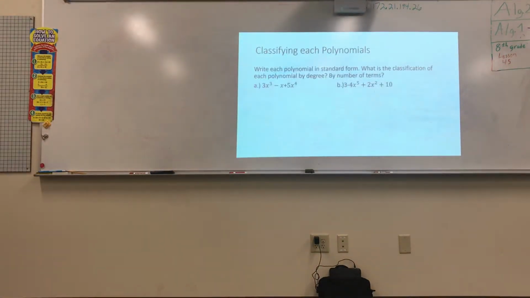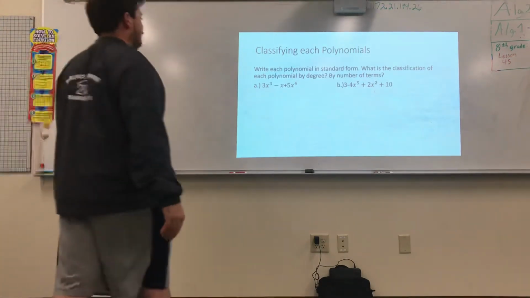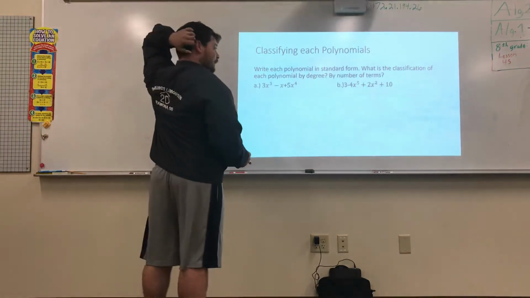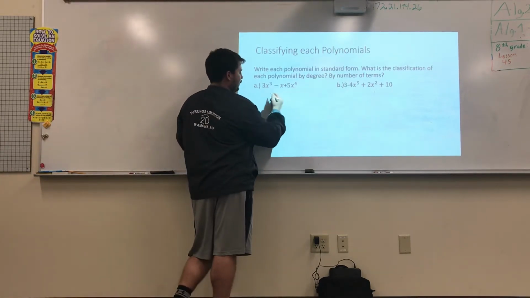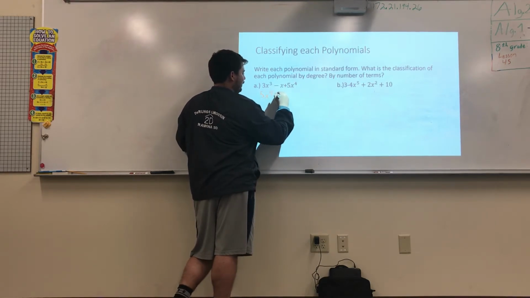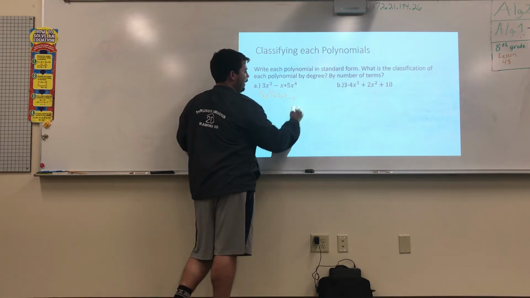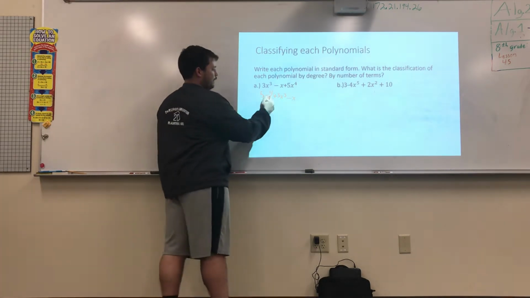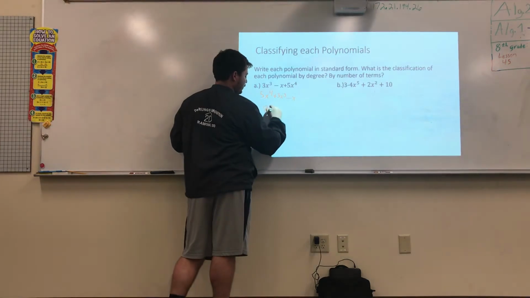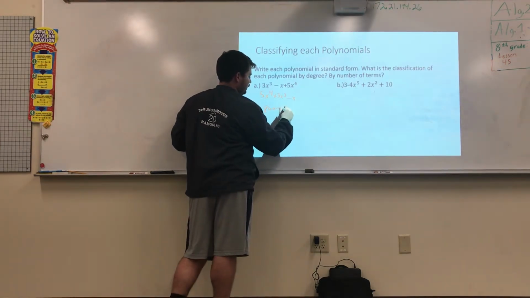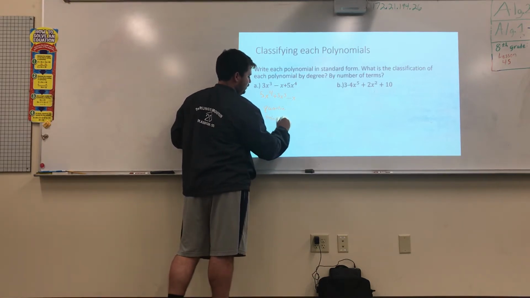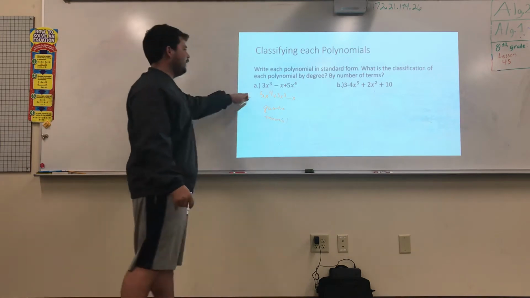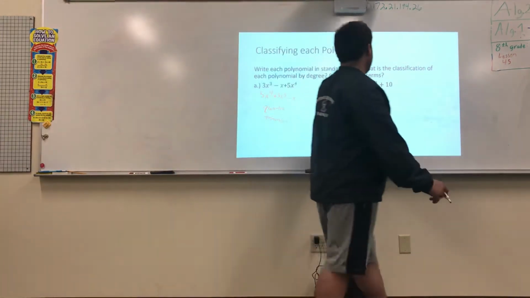We have to write each polynomial in standard form. What is the classification of each polynomial? By its degree, and by its term. We have to go in descending order based off of exponents, so we're going to get 5x to the 4th plus 3x to the 3rd minus x. Okay? It's to the 4th, so we are going to have quartic. Alright, there's 3 terms, so it's going to be trinomial. Yeah, and that's all you have to do. Probably worth 3 points on your homework.